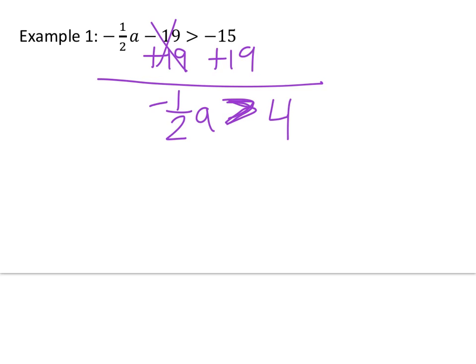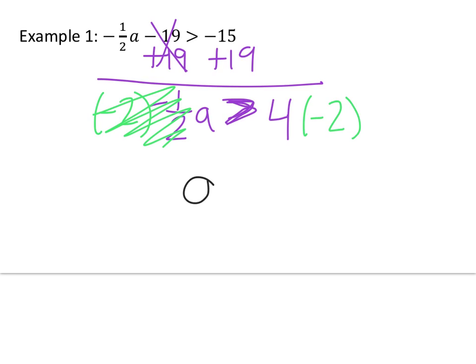For the last step, I want to get rid of that negative 1/2. So you multiply by the reciprocal. This is negative, so whatever I multiply both sides by is also going to be negative. And the number on the bottom of our fraction is a 2. So if you multiply both sides by negative 2, these will both just cancel.